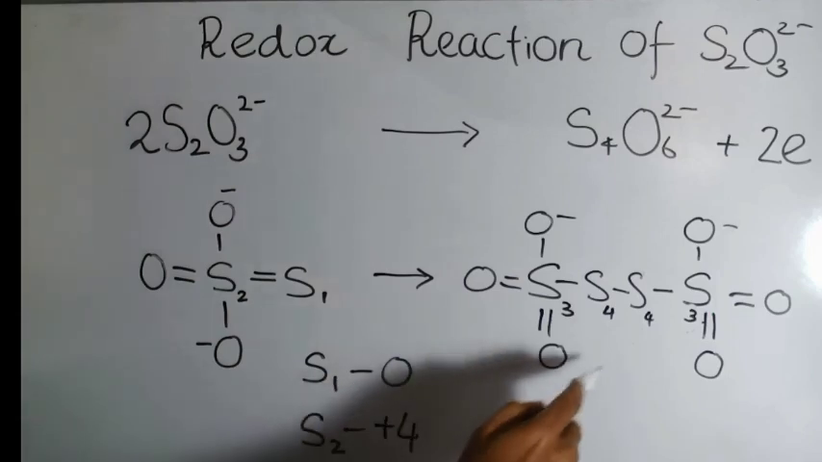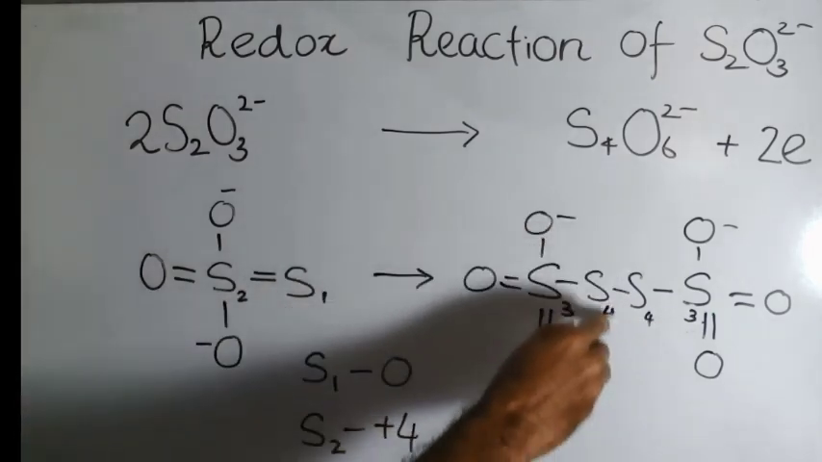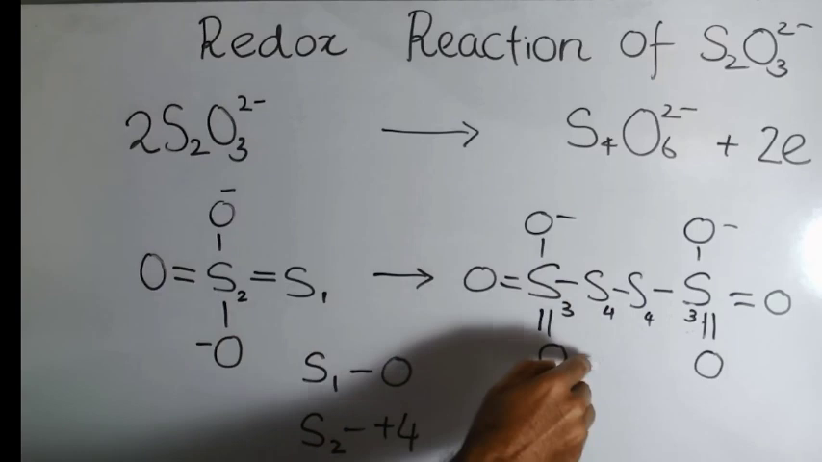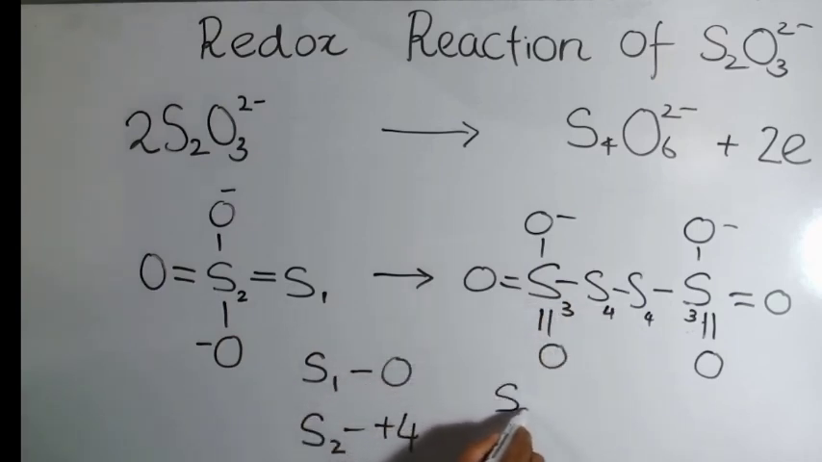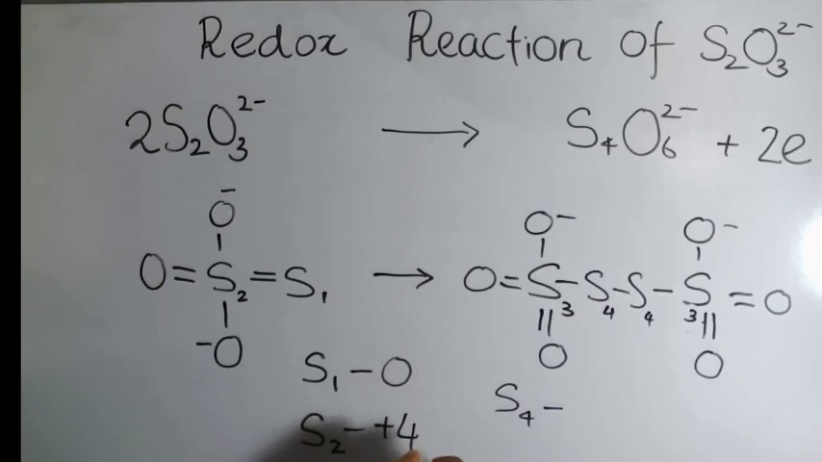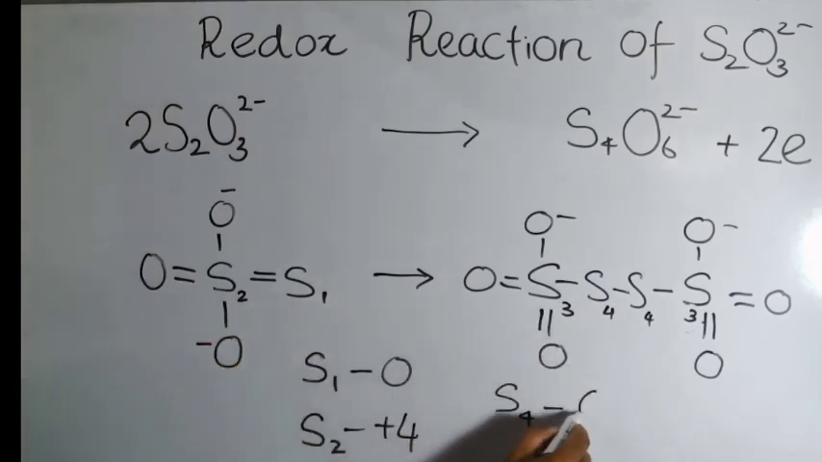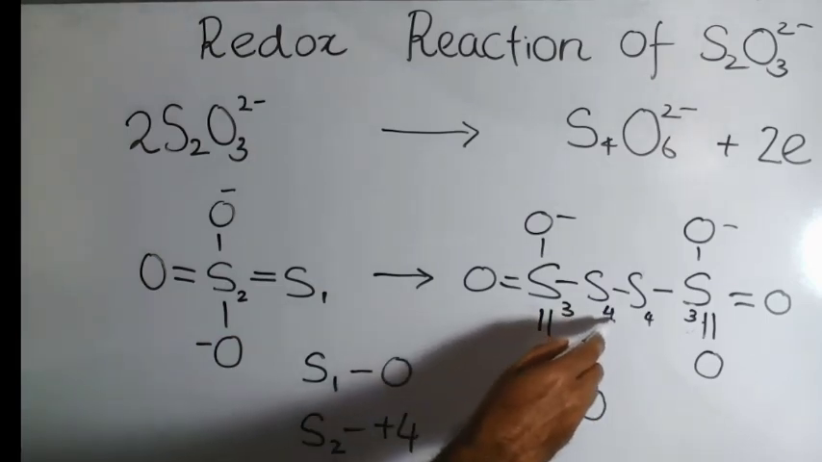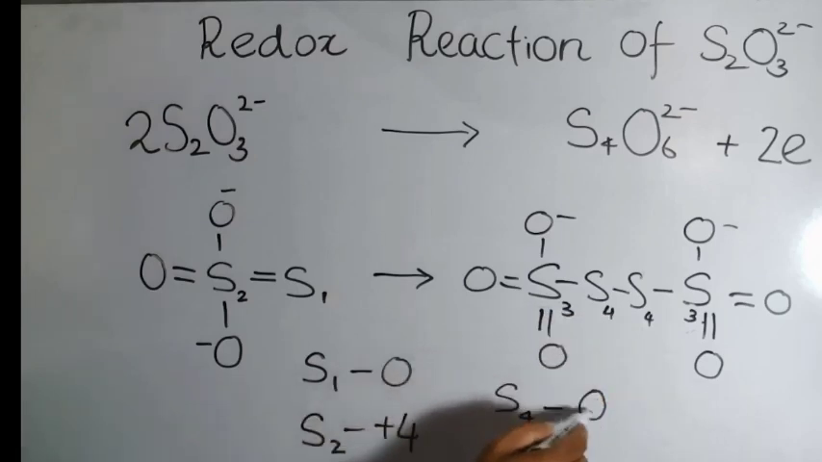Now I have numbered these 4 and 3 because these are identical. This ion is symmetrical in this axis. So when we come to sulfur atom number 4, oxidation number is 0 because they are connected to other sulfur atoms, as described in the theory earlier here. So we can write it as 0. So oxidation number of sulfur 4. They are in the middle of the ion. They are going to be 0.